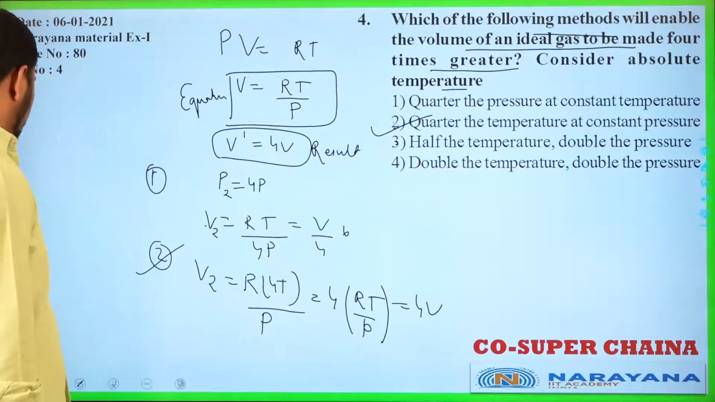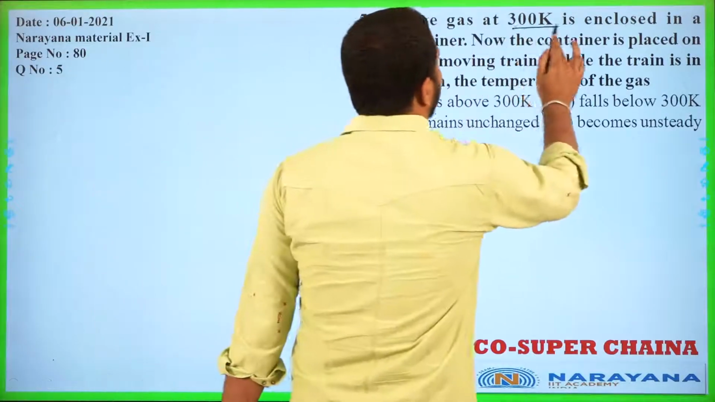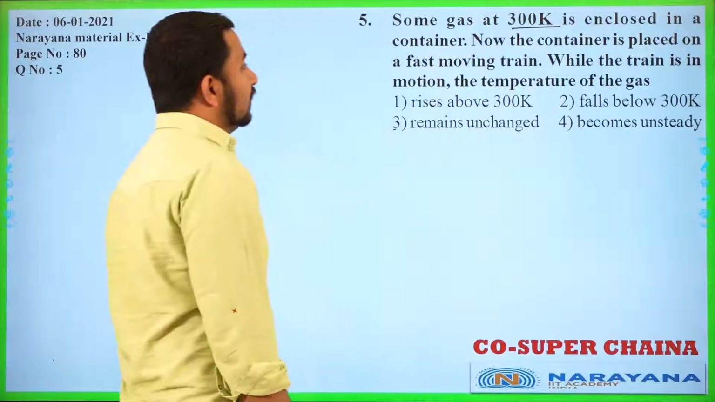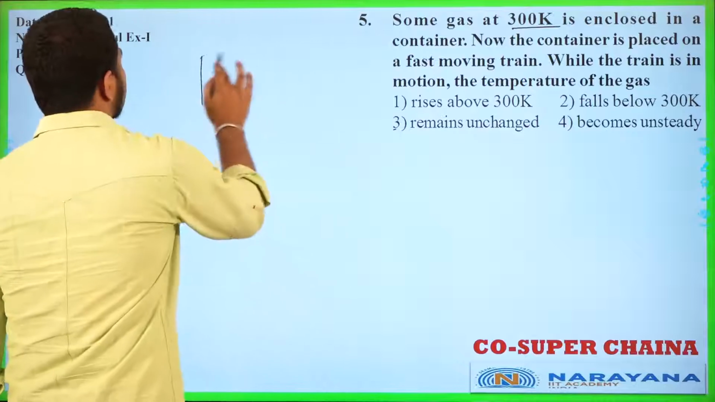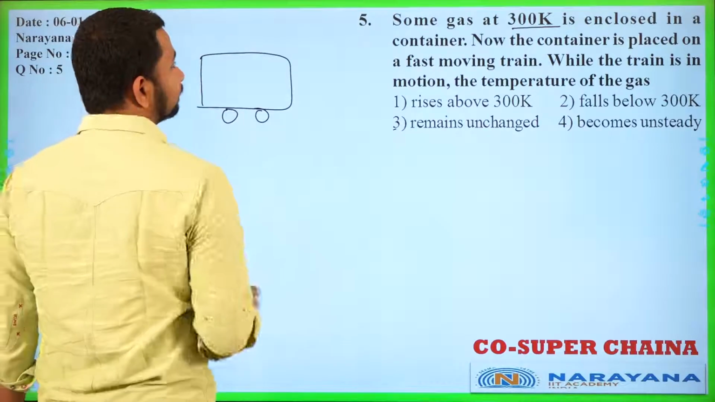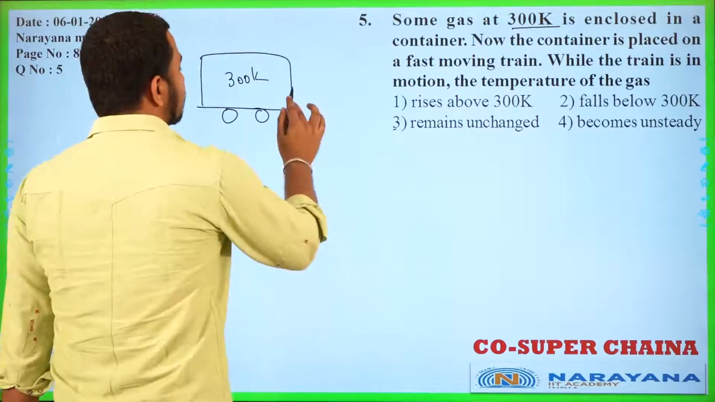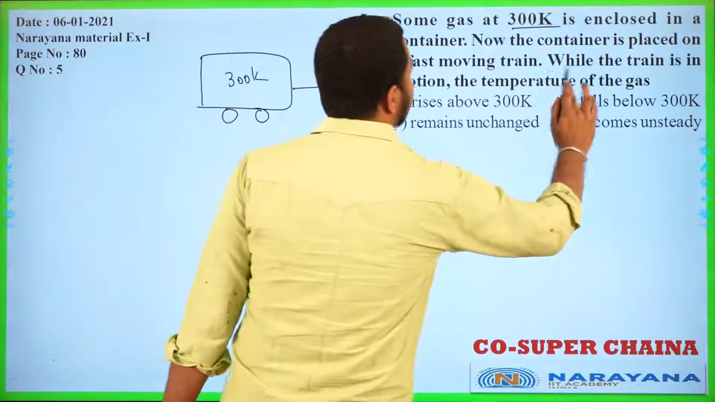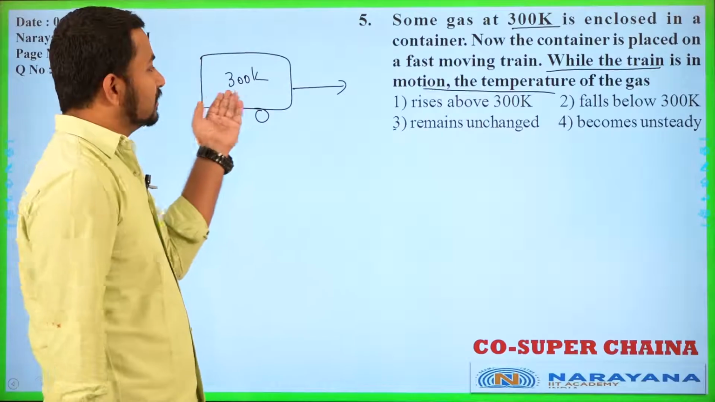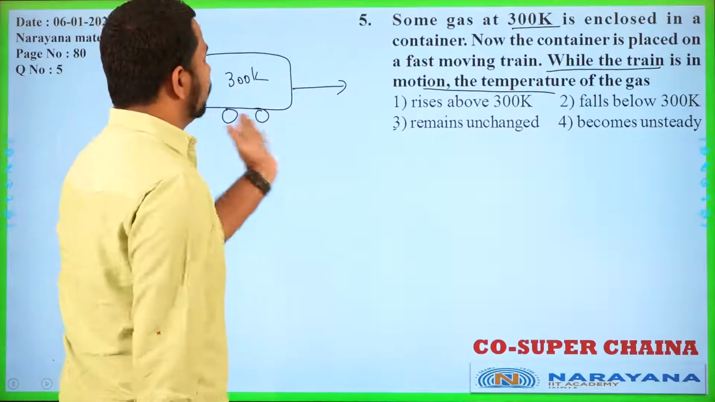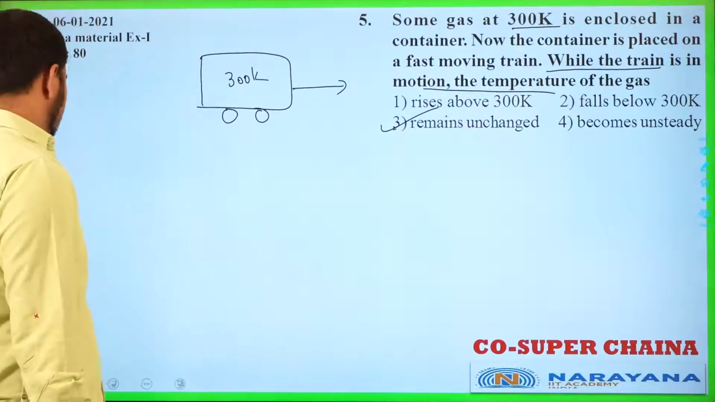So let's move to the next question, student. Some gas at 300 K is enclosed in a container. Now the container is placed in a fast moving train. So here we have a container like this, some gas is there at 300 K. Now this train is in motion. When the train is in motion, the temperature of the gas, obviously temperature is an intrinsic property of the material, so as we move this, the temperature will remain unchanged. That will be the answer of this question.